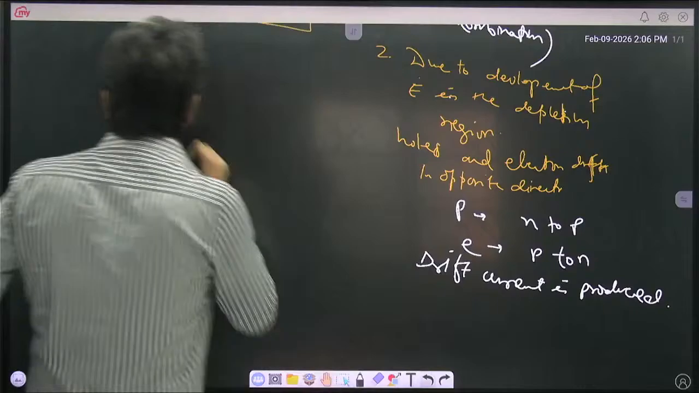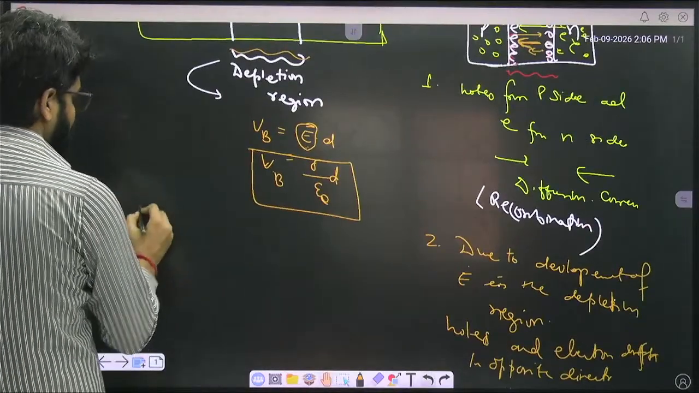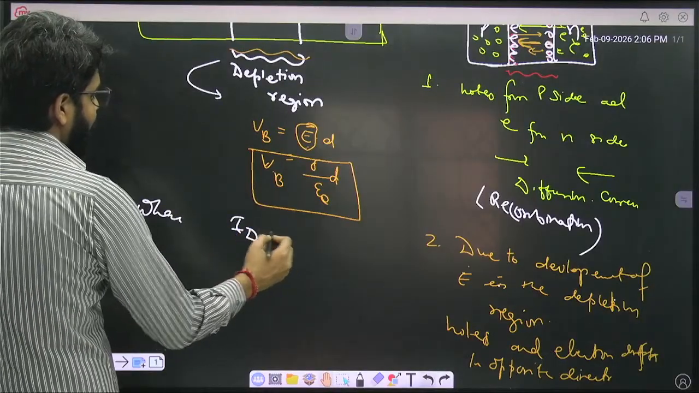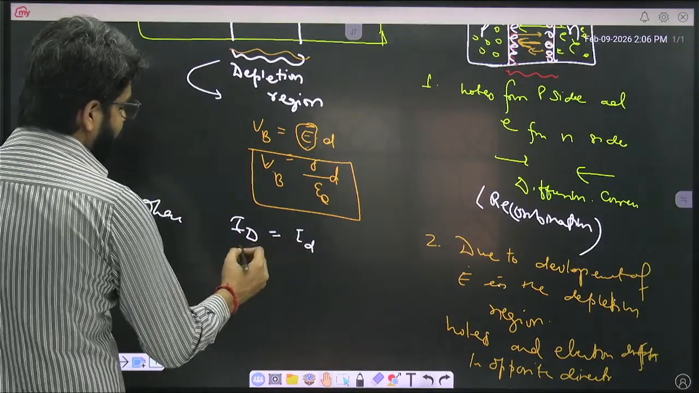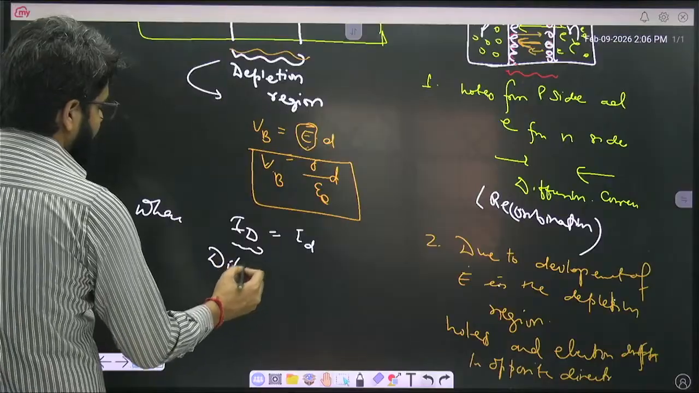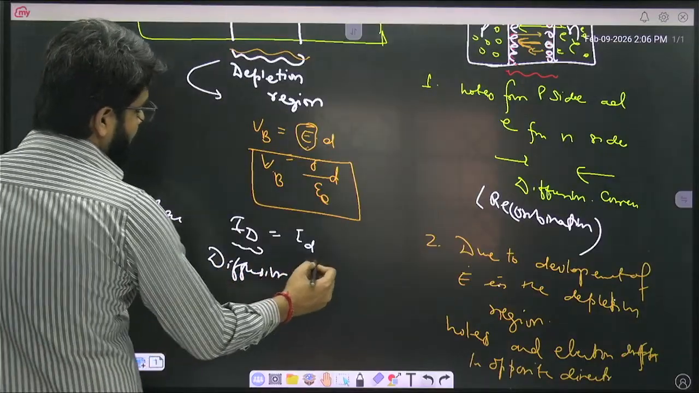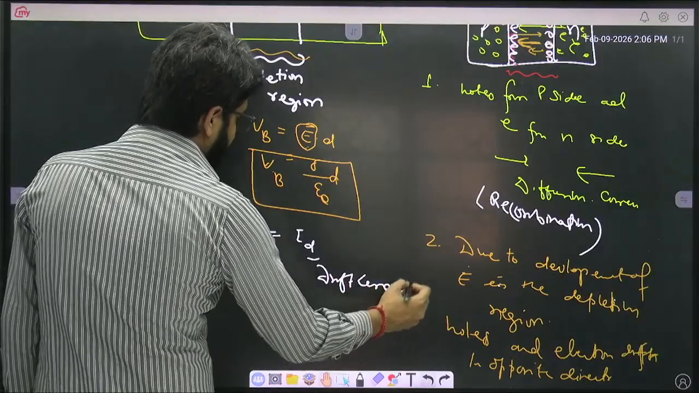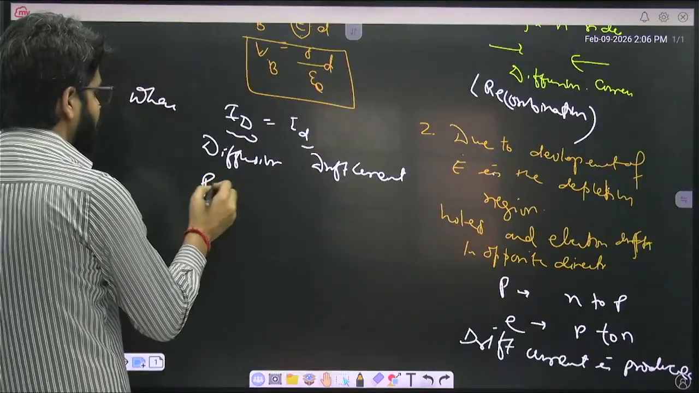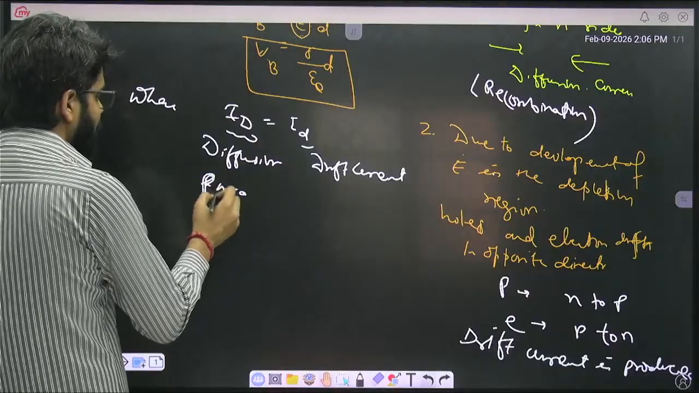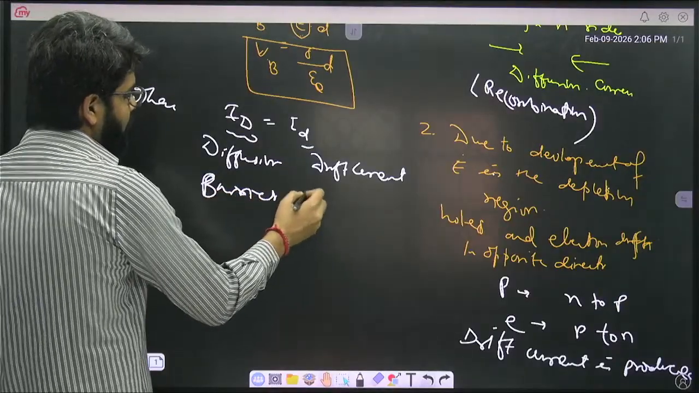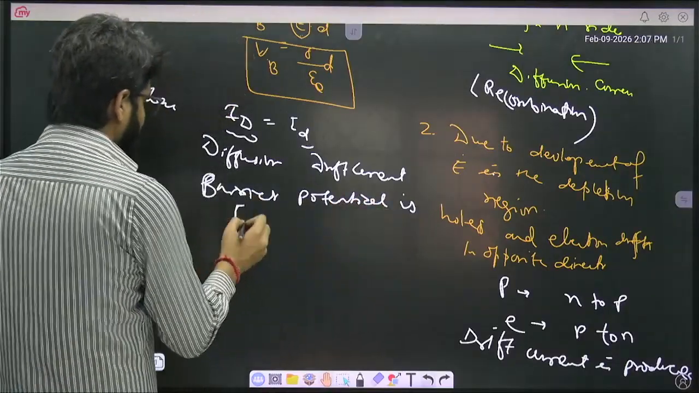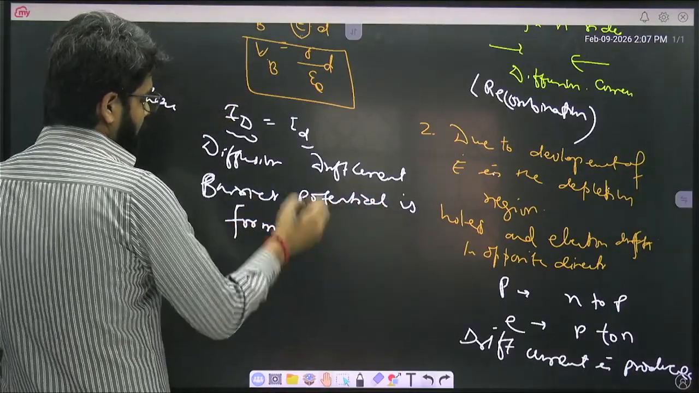And when the diffusion current is equal to the drift current, this is the diffusion current, and this is your drift current, then the barrier potential is formed. Barrier potential is formed. Good.